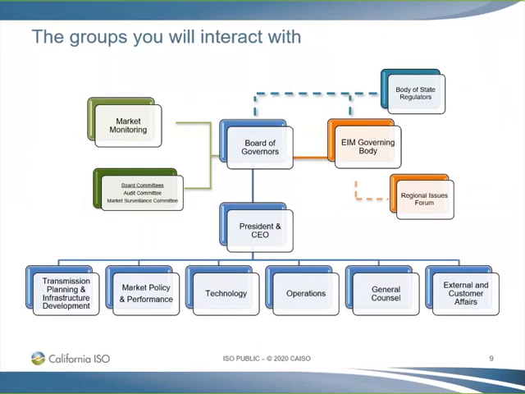The external and customer affairs team interacts with customers both within the ISO footprint and at the regional level as well. These interactions cover everyday questions as well as forward-looking policies, such as improvements to the ISO markets, EIM, and regional integration. Those of us on the customer readiness team, like myself, are part of the external and customer affairs organization. With all of the functions of the ISO, it is imperative that these boards, committees, and departments work effectively together to serve the needs of our customers.